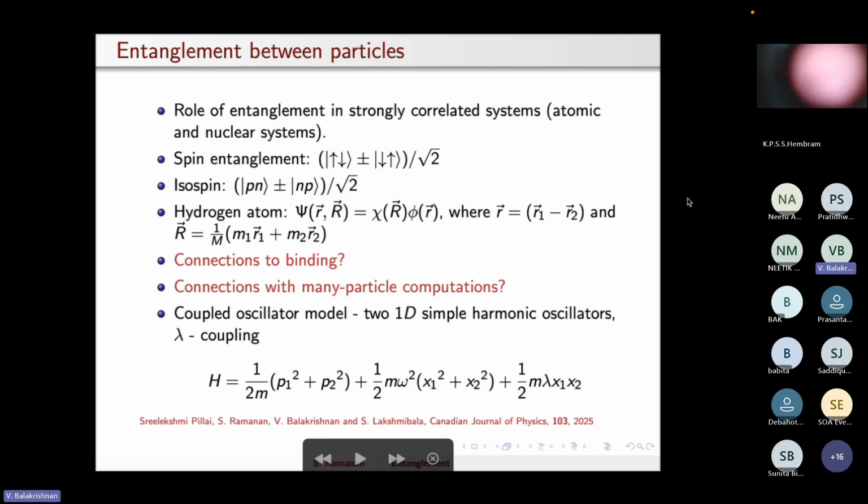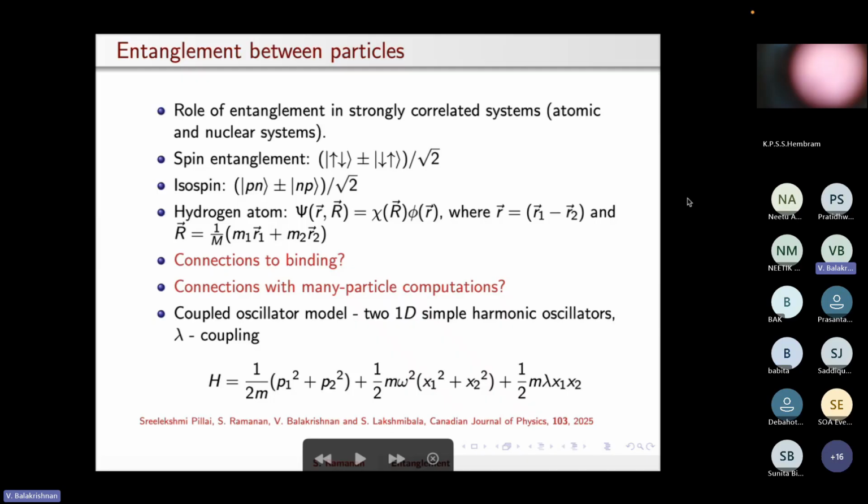The entire idea of looking at entanglement between particles arose in the context of strongly correlated systems. We wanted to understand if there was any connection between particle entanglement and binding, and whether there was any connection between entanglement and what you see in many-particle systems, which is correlations between them. We also wanted to look at simplifications that one can have in many-particle systems.